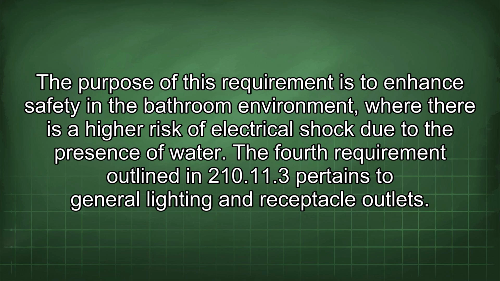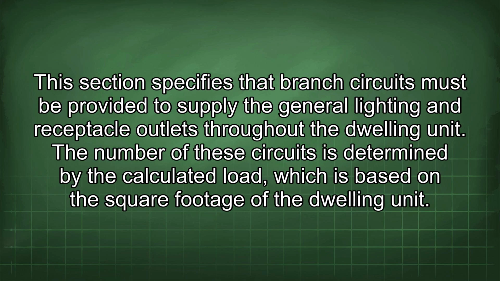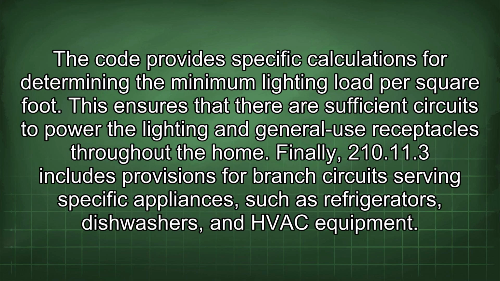The fourth requirement outlined in 210.11.3 pertains to general lighting and receptacle outlets. This section specifies that branch circuits must be provided to supply the general lighting and receptacle outlets throughout the dwelling unit. The number of these circuits is determined by the calculated load, which is based on the square footage of the dwelling unit. The code provides specific calculations for determining the minimum lighting load per square foot. This ensures that there are sufficient circuits to power the lighting and general use receptacles throughout the home.